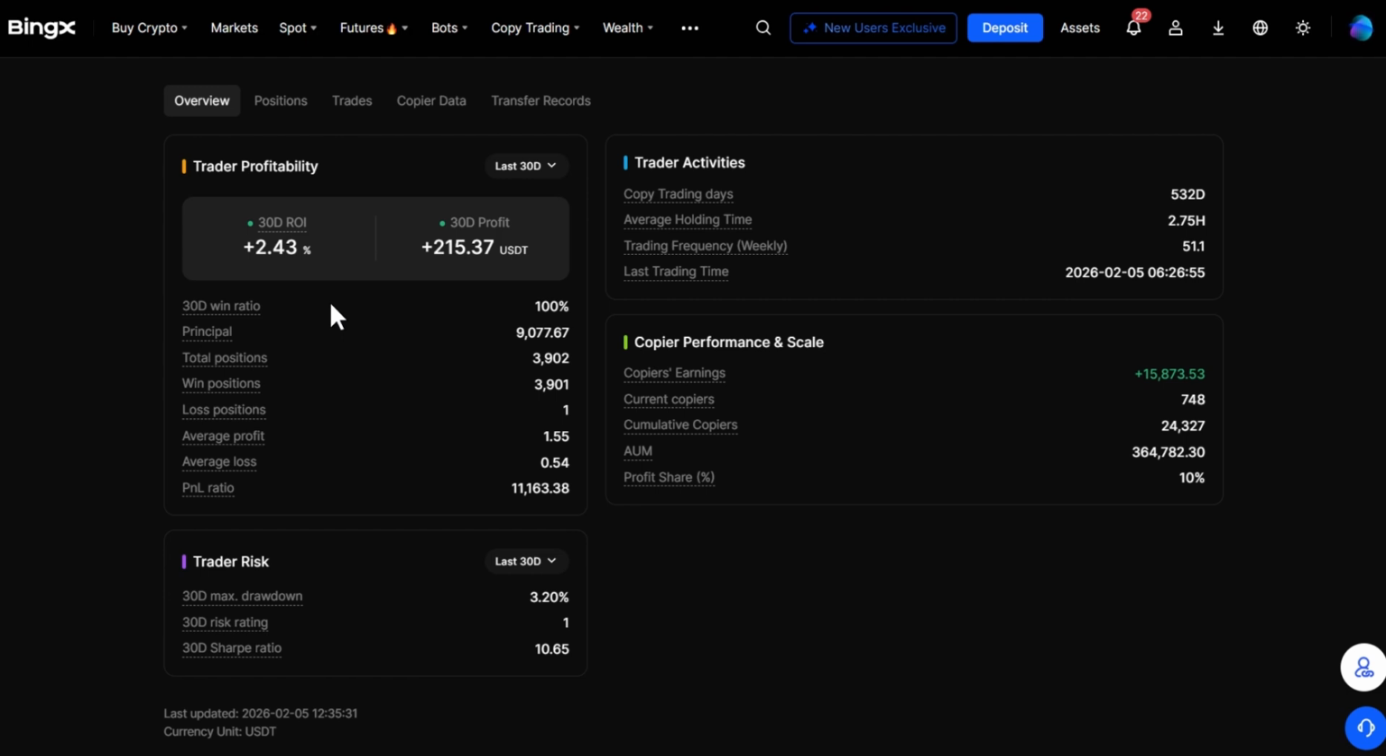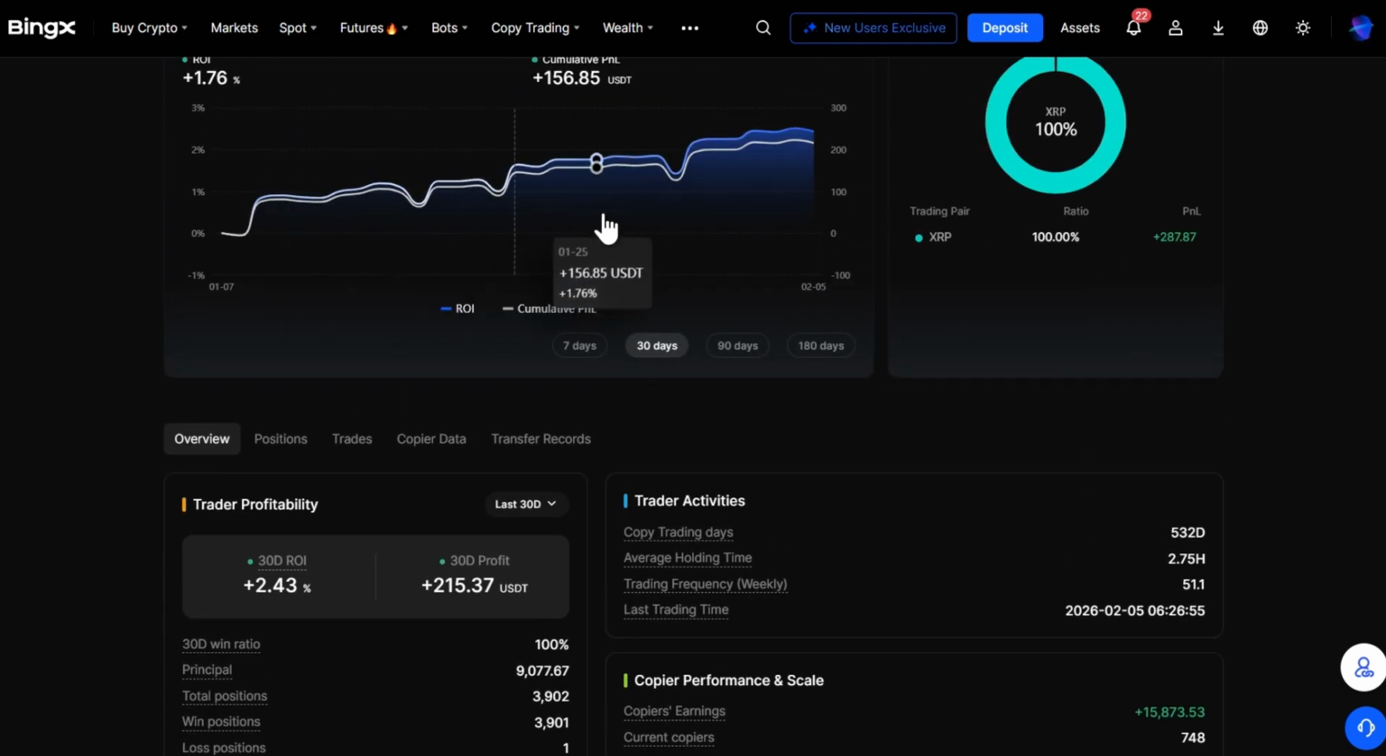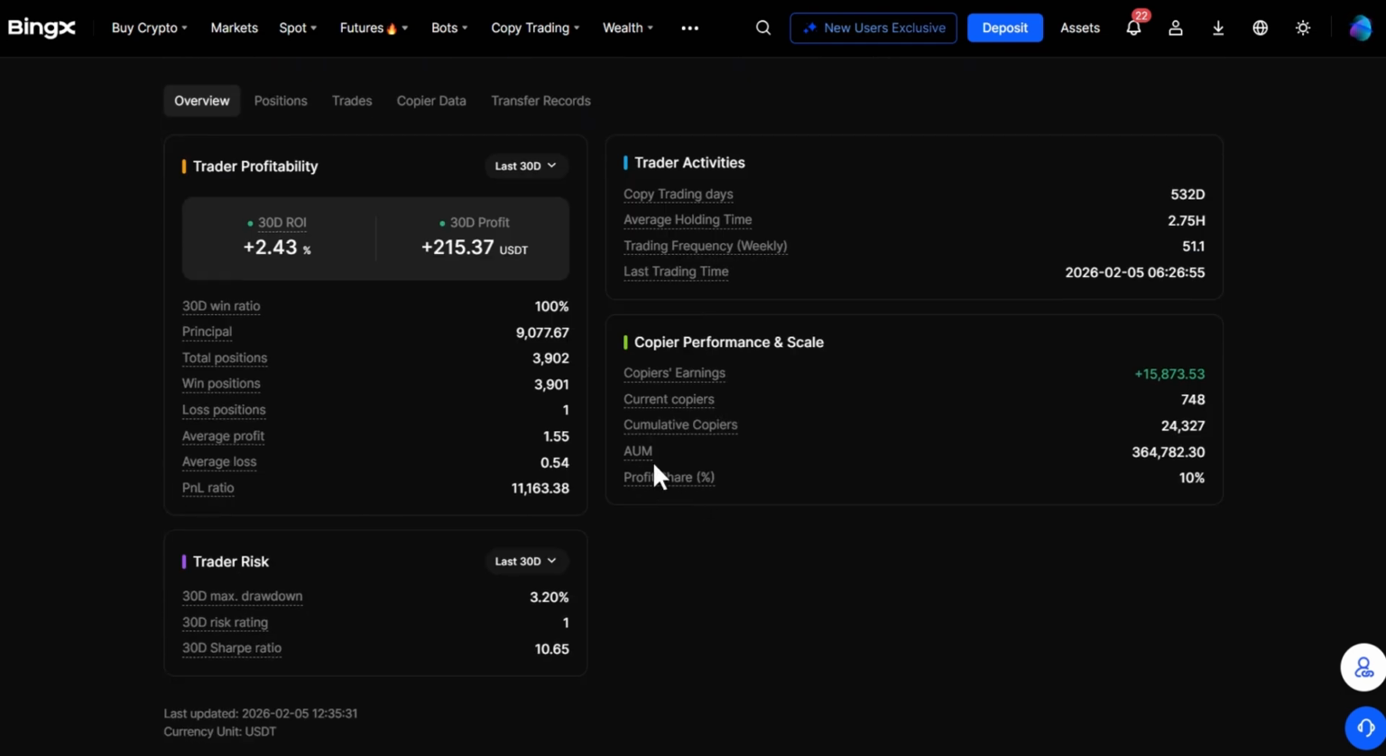Look for consistent growth, not just one massive spike. A steady upward curve is way better than wild swings. Next, you'll see their win ratio, which is the percentage of trades that made money. At least 50 to 60% is ideal. Anything below 40% is pretty risky.